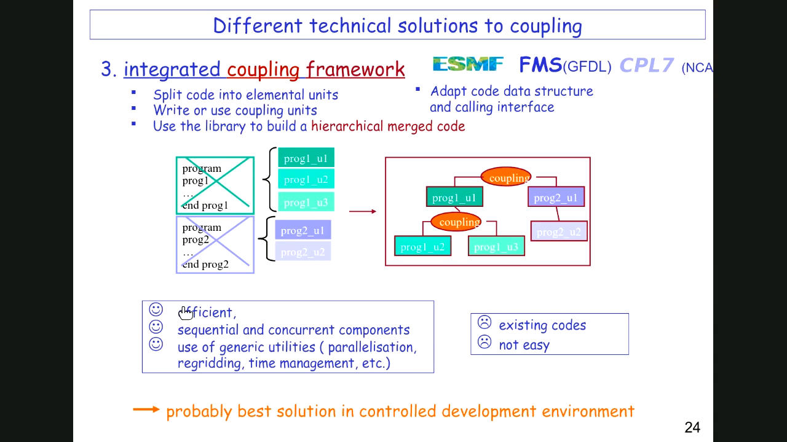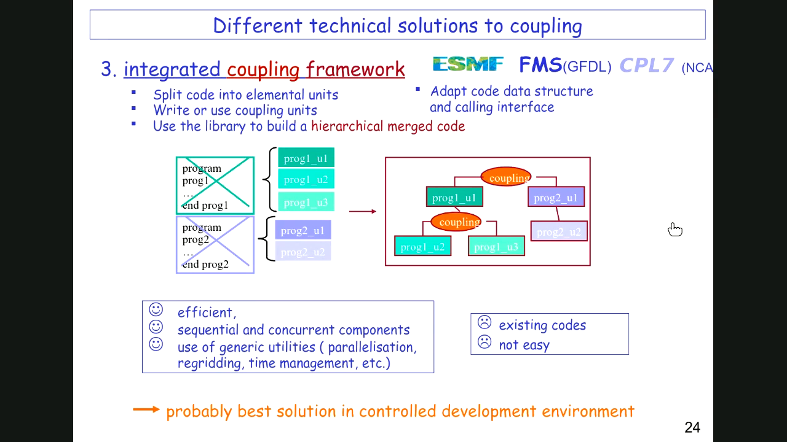So the advantage of this approach is that it's quite efficient, because when you rebuild your new code, you can really decide how to run each unit. You can implement any coupling algorithm you want, whether it's sequential or concurrent. Of course, you have all the utilities that come with the software regarding the internal parallelization of the units, the regridding, the time management. Usually it's a very complete set of software that takes care for you not only of the coupling between the units, but also of all the technical stuff in your units.